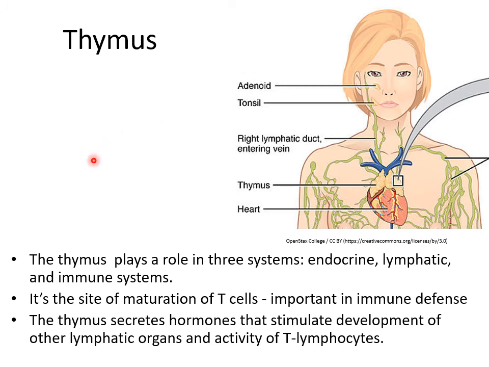Thymus gland. The thymus gland plays a role in multiple organ systems: the endocrine system, the lymphatic system, and the immune system. It's the site of T cell maturation. This is incredibly important for your acquired immunity, and we're going to be discussing this extensively in the middle of the semester. The thymus also secretes hormones that stimulate the development of other lymphatic organs, and also stimulates the activity of T lymphocytes.